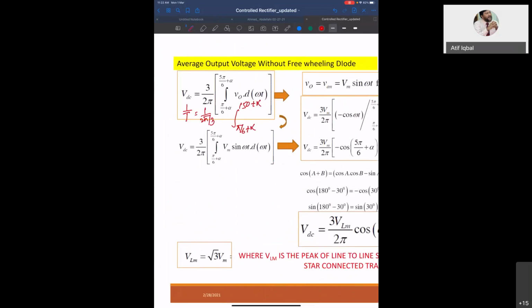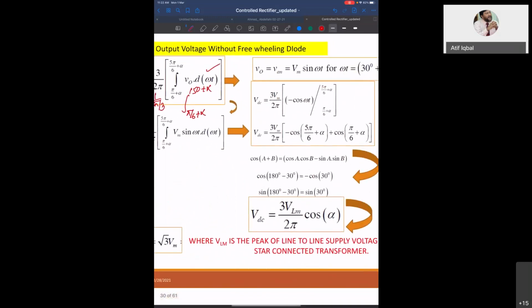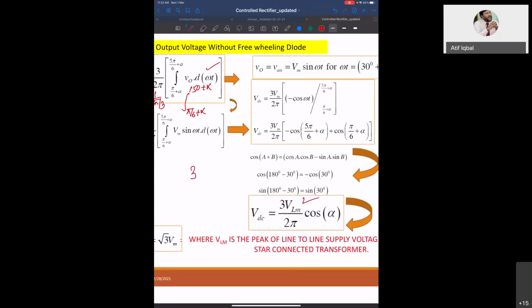Okay. So 30 degree plus alpha to 150 degree plus alpha. When you integrate, you get 3 V line to line peak divided by 2 pi into cos alpha. And if it is a full wave rectifier, we will see that this 2 will finish. It will be 3 line to line peak value divided by pi. VLM is the peak of the line to line voltage. So if you have line to line voltage 415 volt RMS, then VLM will be 415 times root 2. That is the peak value of the line to line.